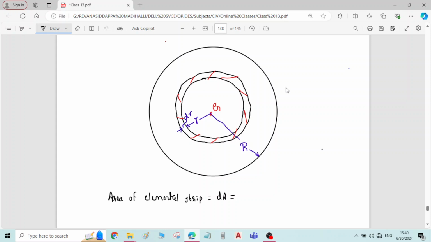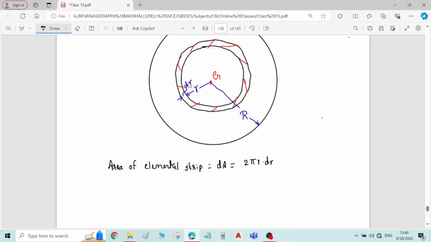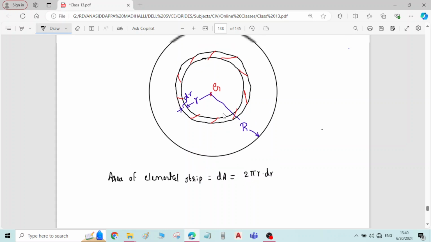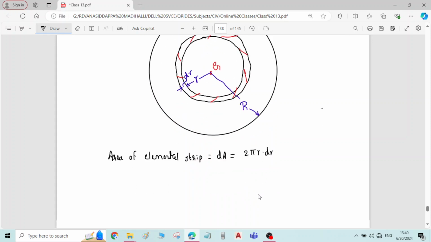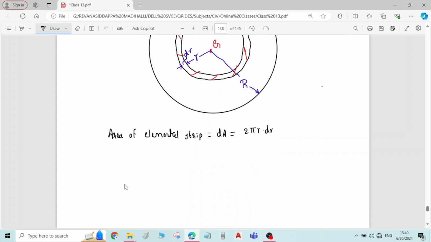We know the formula for the perimeter of the circle, that is 2 pi r. Therefore 2 pi r is the perimeter of the inner circle, multiplied by the thickness. Thickness is constant on all sides. This will give the area of the elemental strip. I hope you understood this formula: perimeter 2 pi r multiplied by thickness gives dA equal to 2 pi r into dr. This is the first step.